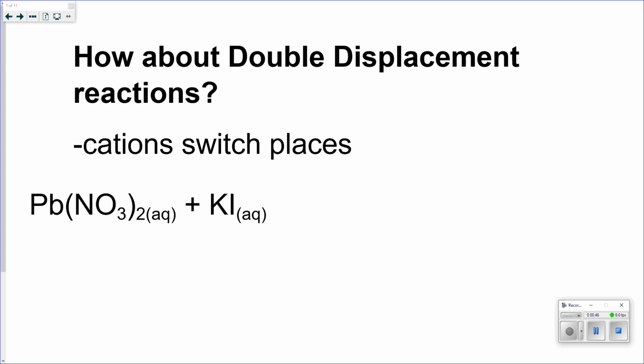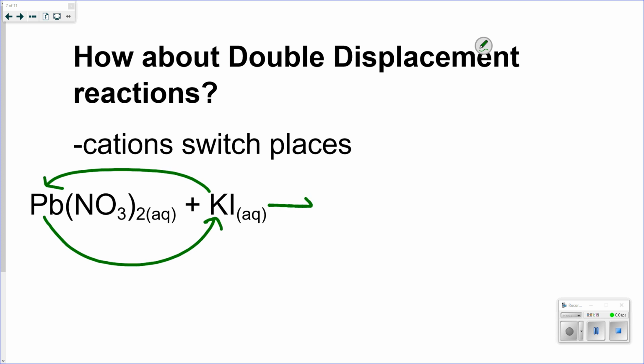But it's no longer just a metal or a single element in a compound. It's two compounds. However, similar to single displacement, it is a displacement reaction, which means, as I've written here, there's going to be a switching that takes place. So we can look at it as the lead and the potassium switching. Now, you could say the iodide and the nitrate switching. It's the same thing. But we're going to have a switch occur.